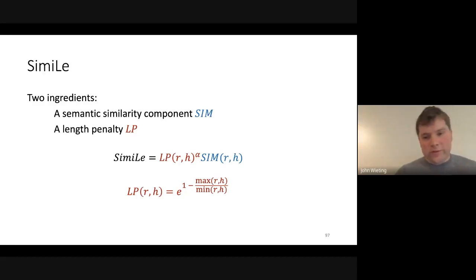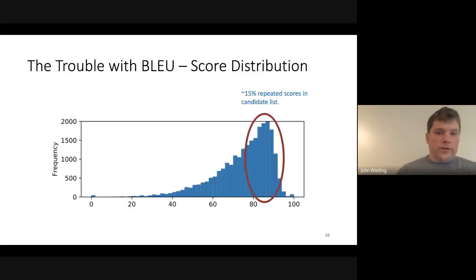So unlike BLEU, which is precision-based, without the brevity penalty you benefit from making your sentences shorter and shorter. For our case, you actually benefit from making them longer and longer. So that's why this penalty is very important.